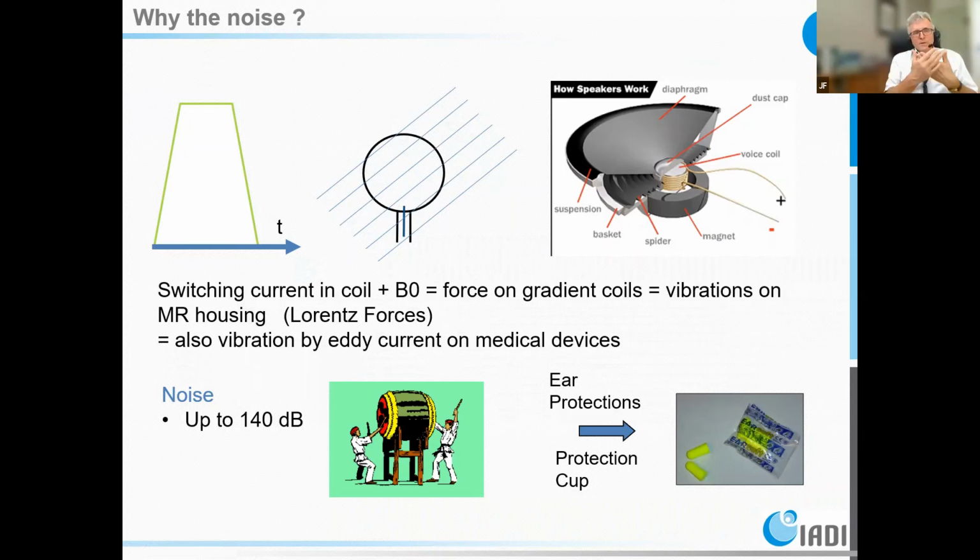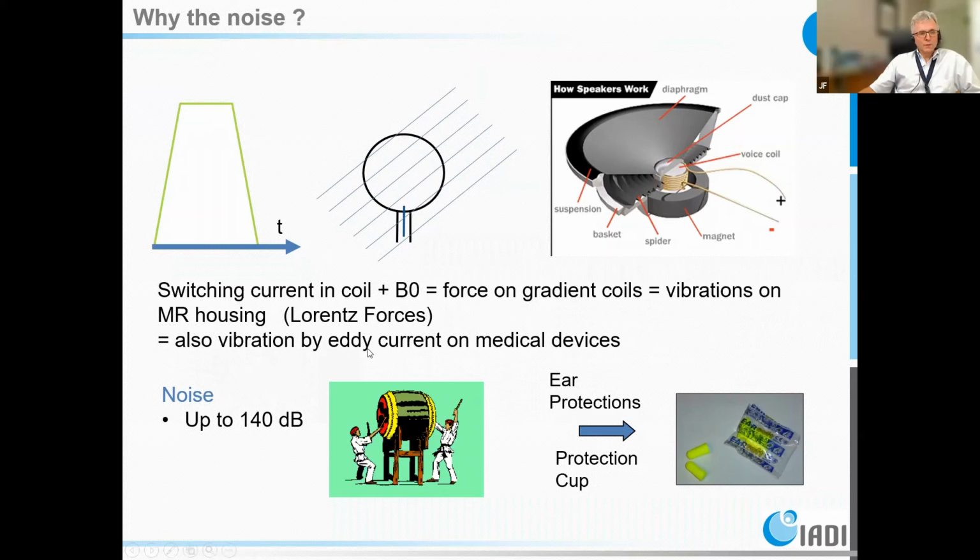If it's moving, it's like a loudspeaker. You have a magnetic field here, you have a coil here. It's exactly the same in an MRI. This is the problem, two things. One is noise. This creates a vibration in the system and makes a big noise.